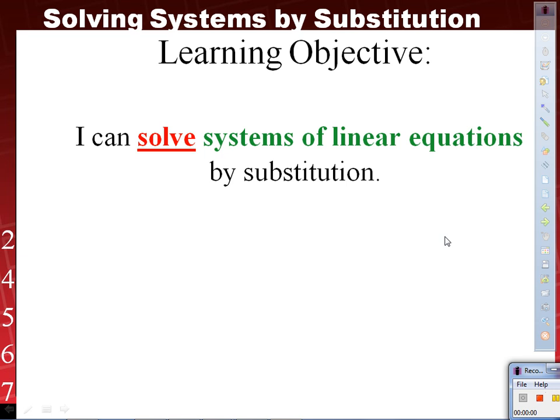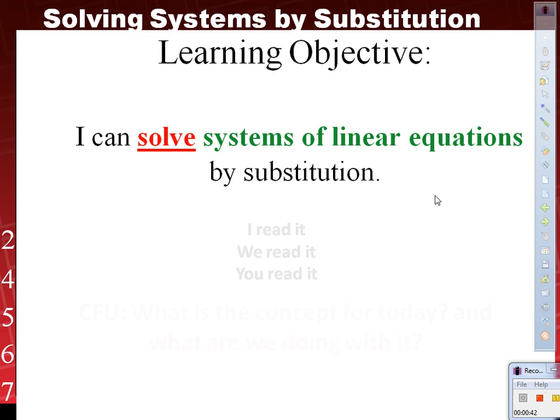Think about the definition for systems of linear equations in your own words. Tell your neighbor a definition for systems of linear equations, please. Go. All right. I heard Pamela said two or more equations with the same variable. Would you agree, something like that? Yeah, that sounds doable.